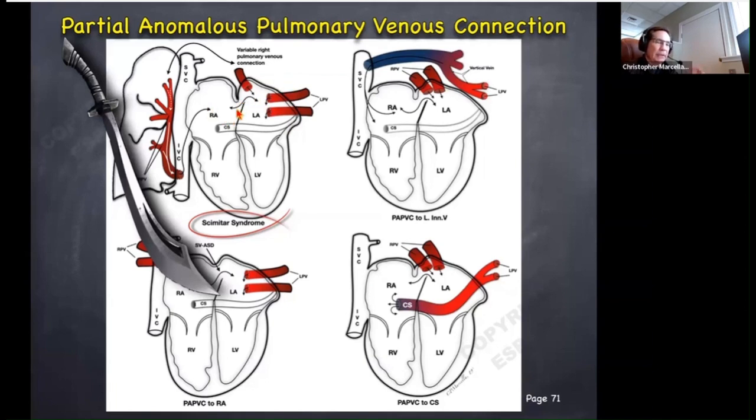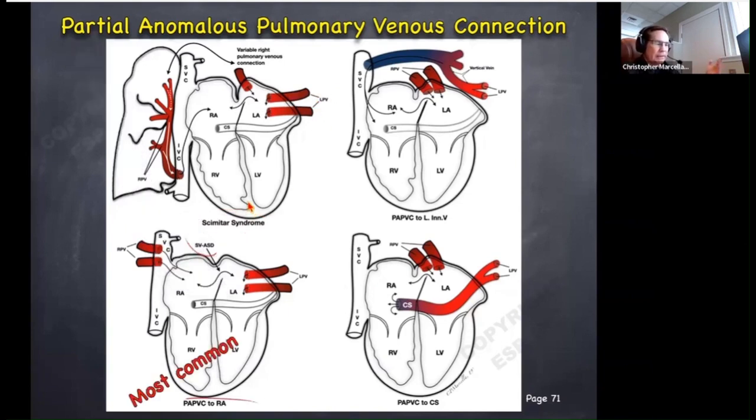Often your atrial level shunt is going to be bidirectional. It can be either direction, so it doesn't have to be right to left in this case, because remember, we have a few normal veins here. So that's the scimitar syndrome.